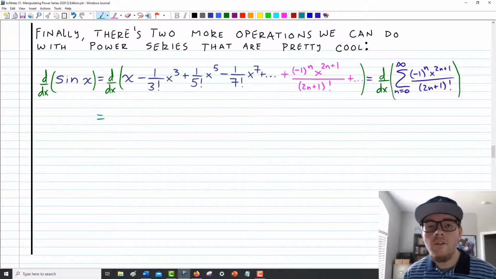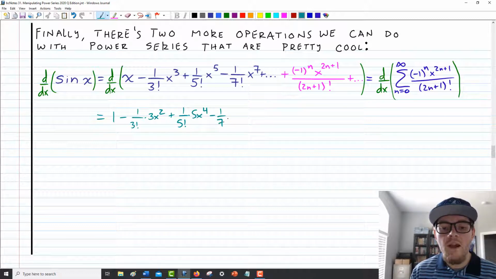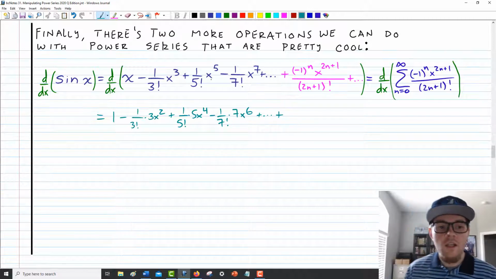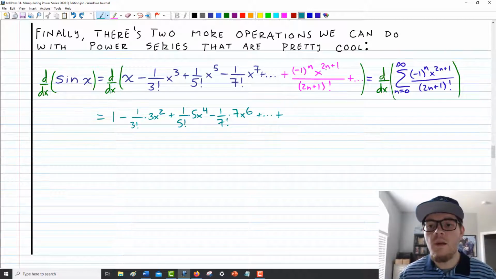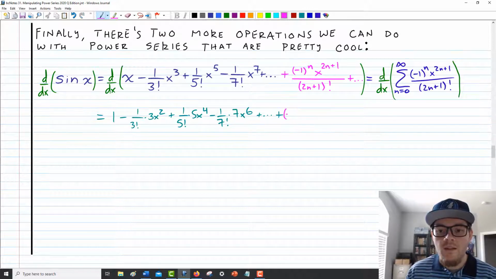So if I take the derivative of each term, these aren't very difficult to work through. We're going to have 1, and then for the next one, we'll have 1 over 3 factorial times 3x squared. Then we'll have plus 1 over 5 factorial times 5x to the 4th. And then minus 1 over 7 factorial times 7x to the 6th. And then of course we still have a general term. Keep in mind the only thing we're differentiating here, since we're differentiating with respect to x, is the portion that has an x, which means that our last general term is going to maintain the negative 1 to the n, and it's going to maintain the 2n plus 1 factorial.